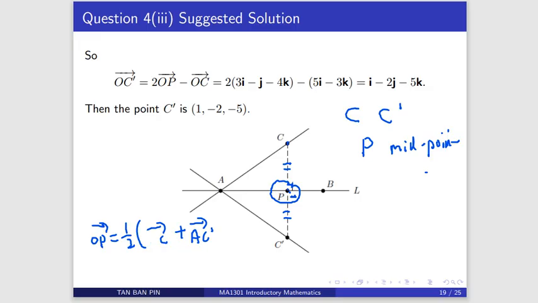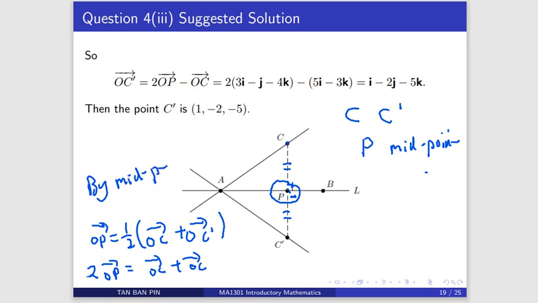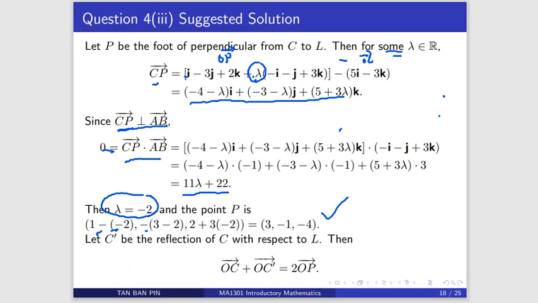It doesn't matter which point you use, but if you use O, it's easier because you know OC and OC prime. So it's half OC plus OC prime. So with that you can times 2 to say 2 vector OP must be OC plus OC prime. So that means you are using the midpoint theorem. So you can say by midpoint theorem, vector OP is half of vector OC plus OC prime, means times 2. So that's how you get this part.